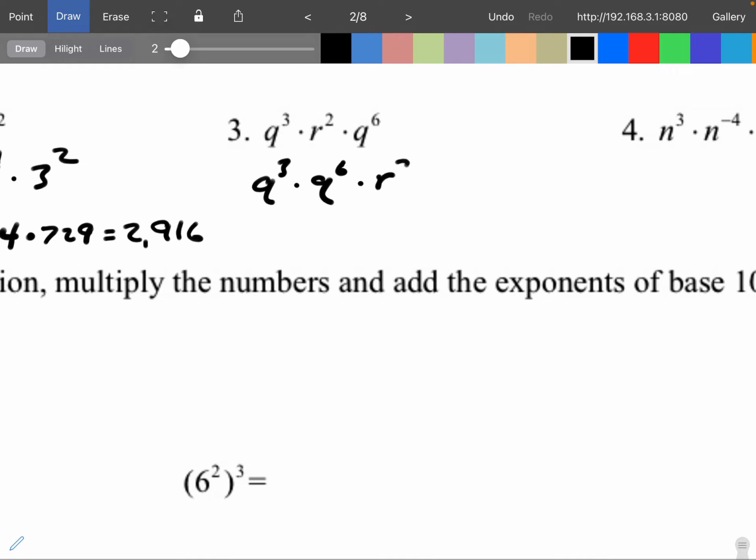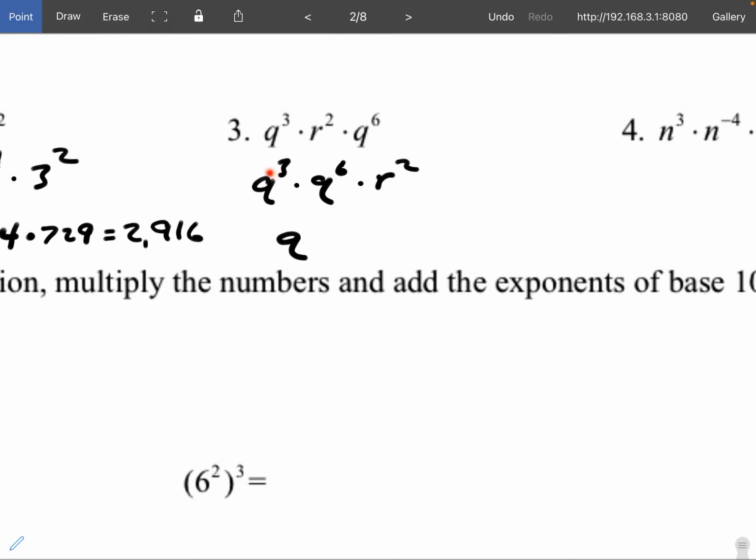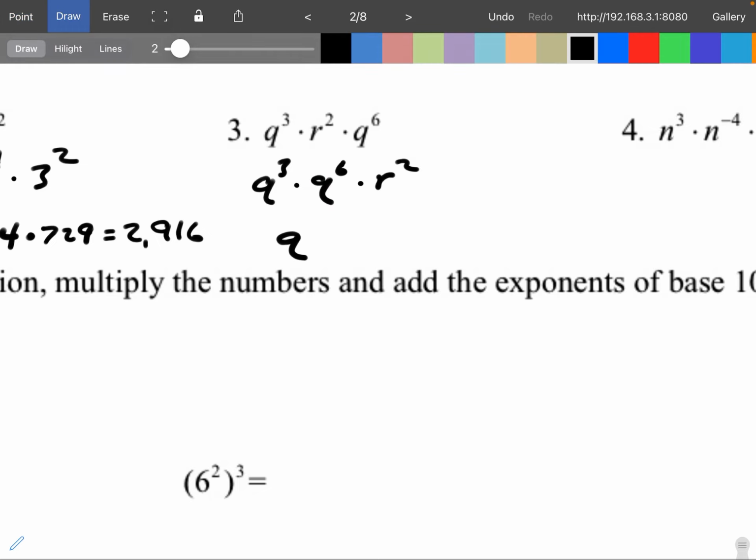And then times r squared. So we get q to what power? Yep, good. You add the powers. When you have the same base, a base of q and a base of q, and you're multiplying them together, then you just add the power, so that would be 9. So you get q to the 9th times r squared.